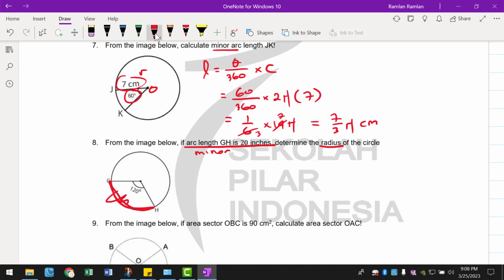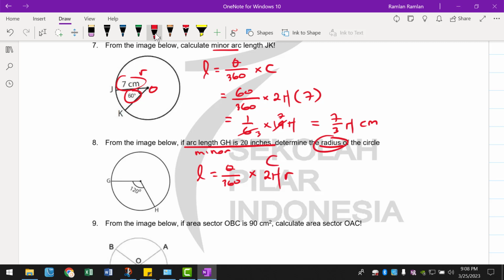Again, because we're talking about arc length, we just write down the formula. That will be L equals theta over 360 times the circumference. We can expand that because we know that C is 2 pi r, so you can change that into 2 pi r. I'm going to write down here 2 pi r because that's the formula of a circle, because we're looking for the radius.